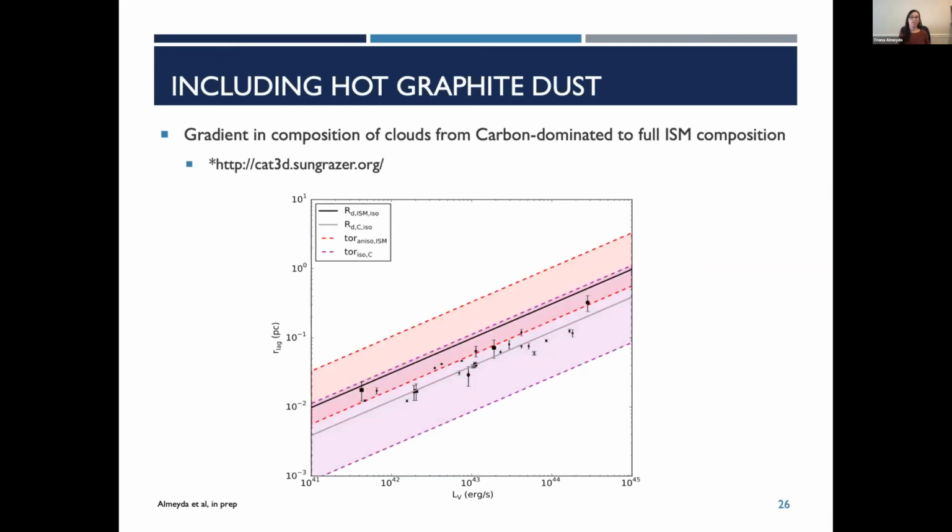So here are the model results for an anisotropically illuminated dust distribution, where the red represents the ISM only dust and the magenta includes the inner hot carbon component. The scatter in the observed radius luminosity relationship is relatively small compared to the band that's covered by my models, which suggests that actually the parameter space can be further restricted, and we're currently working to identify the parameters that most likely explain the observed scatter.